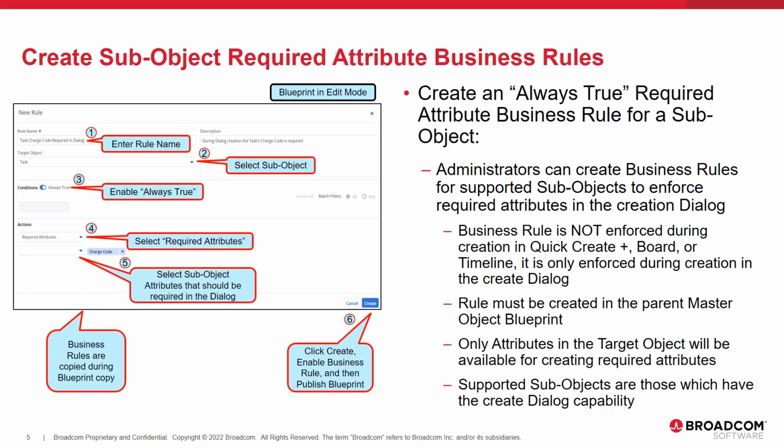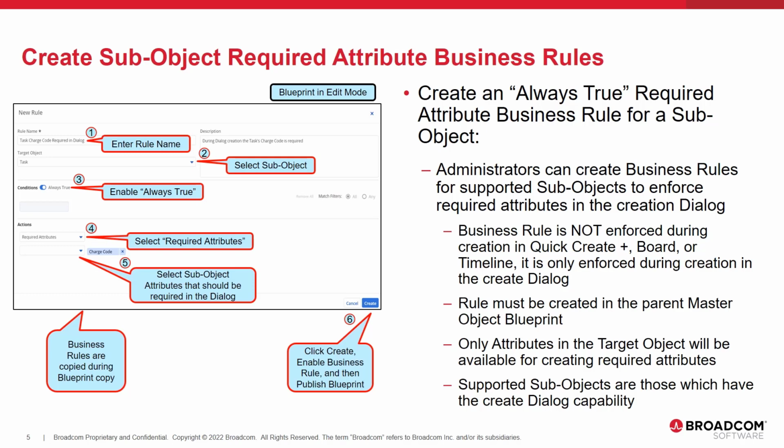Once you're done creating the business role, you'll click the Create button, and then you'll enable it and publish your blueprint, and then your changes will be published for the role. And an important note is that anytime that you copy blueprints from one blueprint to a new blueprint, these business rules will be copied along with it.